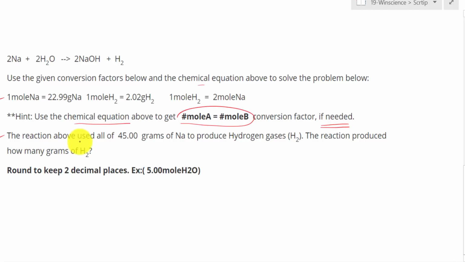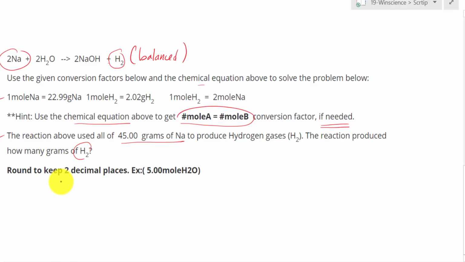The reaction above, which is this one here, is balanced, okay? So it's already balanced for us, so that's nice. Use all of 45 grams of sodium. Well, that is sodium right here. That is not the same thing as this sodium, okay? They are completely different. To produce hydrogen gas, which is H2. And this hydrogen gas is not the same as the one in water. So the reaction produced how many grams of hydrogen?